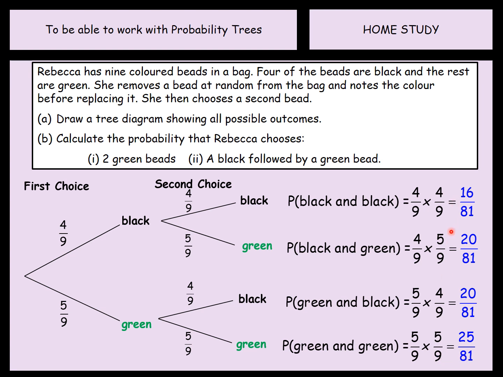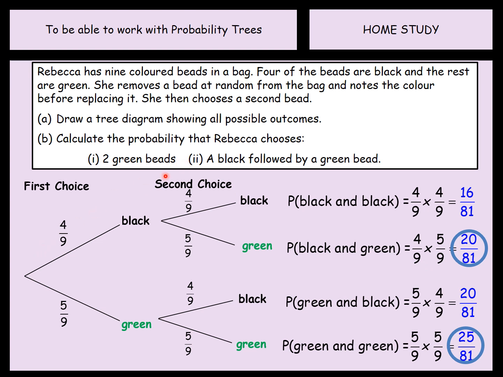Now, once we've put all the possible outcomes, answering the second part, part B, is going to be dead easy. So 2 green, that's green and green. So that's going to be 25 out of 81. A black followed by a green. So black and then green is 20 out of 81 here.